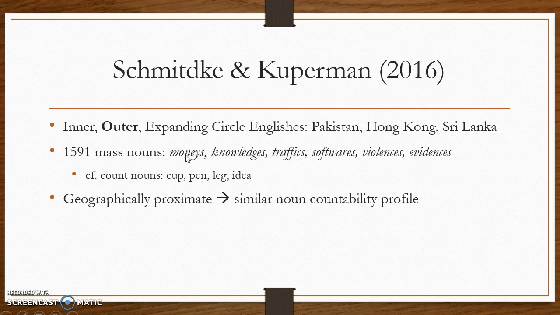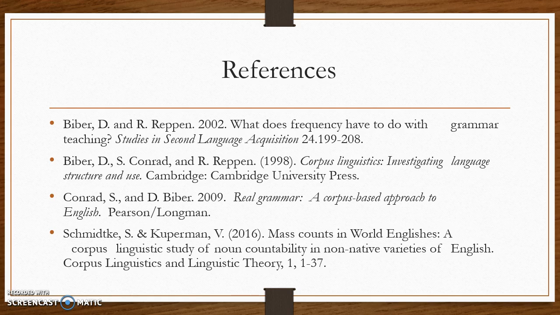This article found that geographical proximity dictates the pluralization of mass nouns. So two countries that are close to one another will likely both pluralize traffics. Two countries very distant from one another would not both pluralize traffics. So there seems to be a sort of regional spread of the pluralization of mass nouns. Okay, here's the reference page, and I'm going to quickly hop onto COCA for the last 3 minutes.